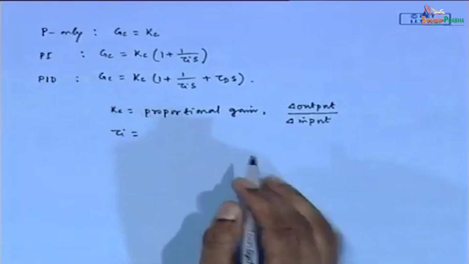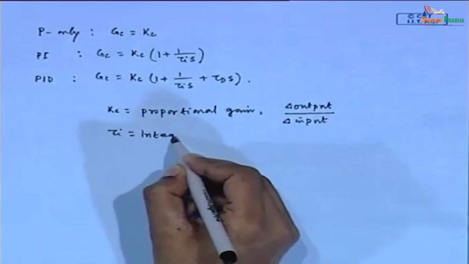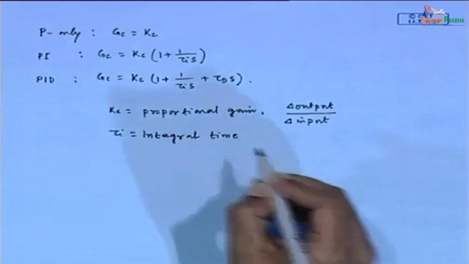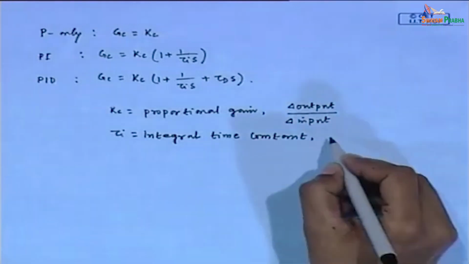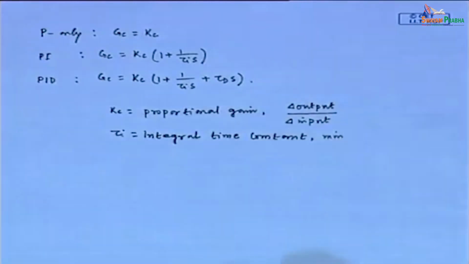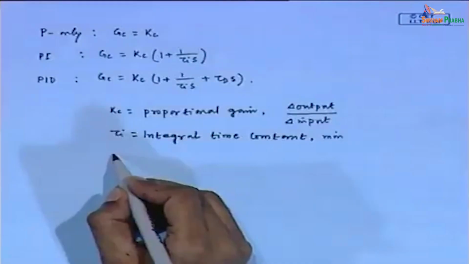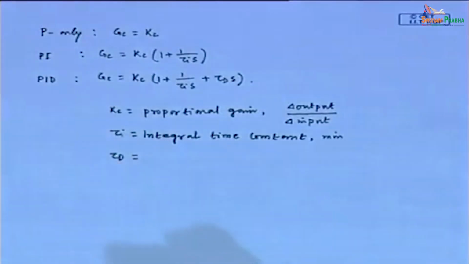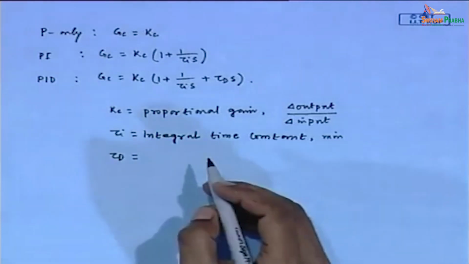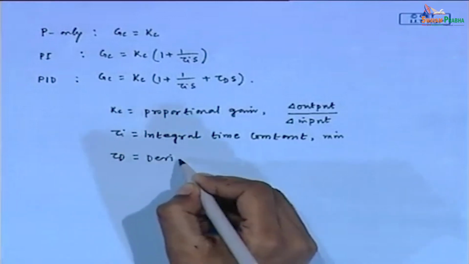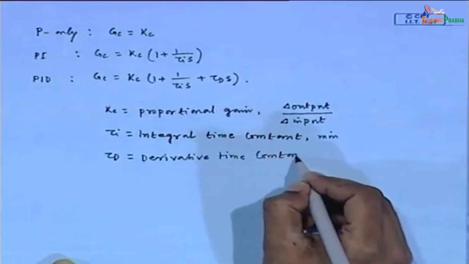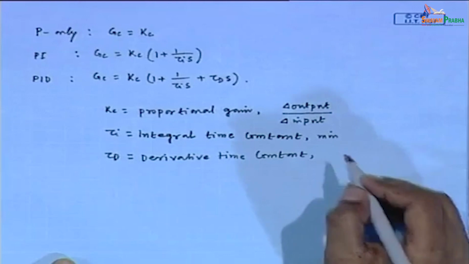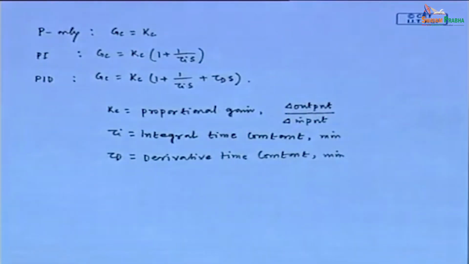Tau I is the integral time constant. The unit of tau I is time, it may be minute, may be hour. So, the unit of integral time constant is say minute. Another term which is involved in the derivative term is tau D. Tau D is the derivative time constant. The unit of derivative time constant is minute or it may be hour.